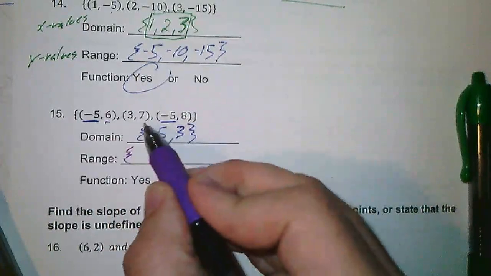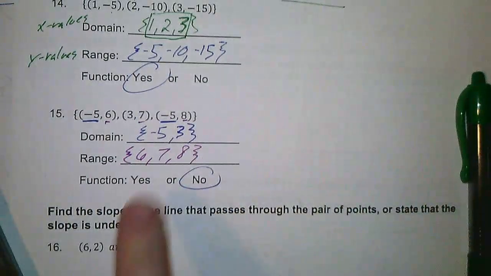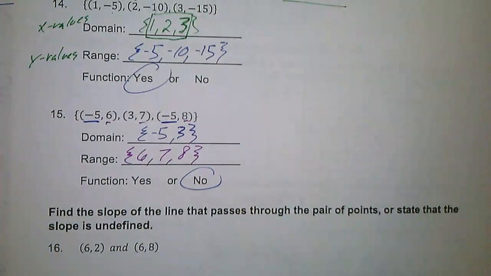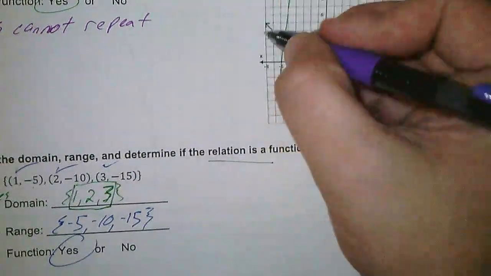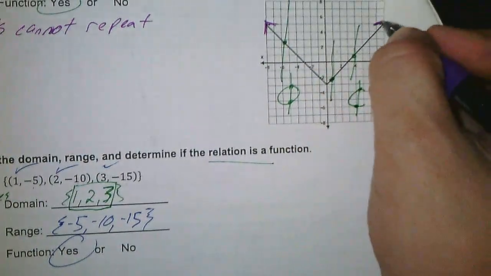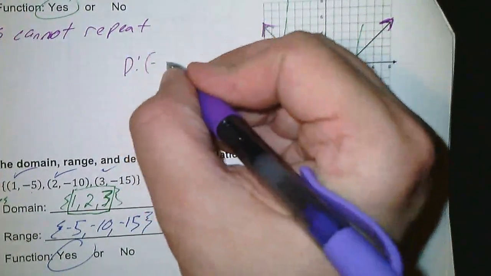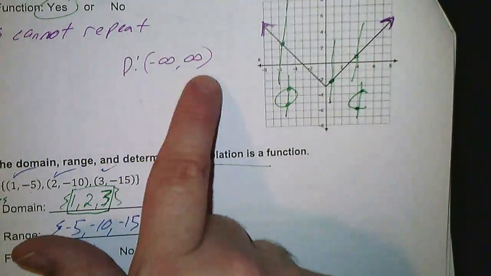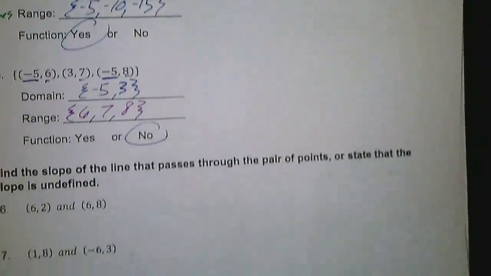The range, 6, 7, and 8. Those are the y values, and separate them by commas. If you just have a graph, like number 13, in case you have a question like this, the arrows indicate that we're going on infinitely. So the domain would be negative to positive infinity. Of course, using parentheses at the infinities, because infinity is never a specific value.